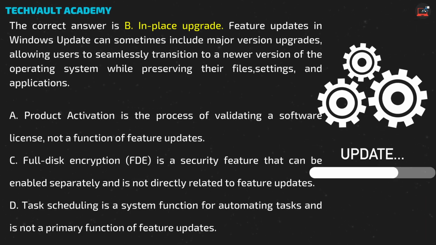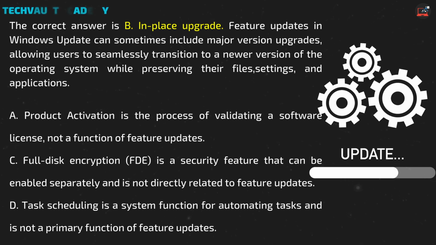The correct answer is B. In-place upgrade. Feature updates in Windows Update can sometimes include major version upgrades, allowing users to seamlessly transition to a newer version of the operating system while preserving their files, settings, and applications.